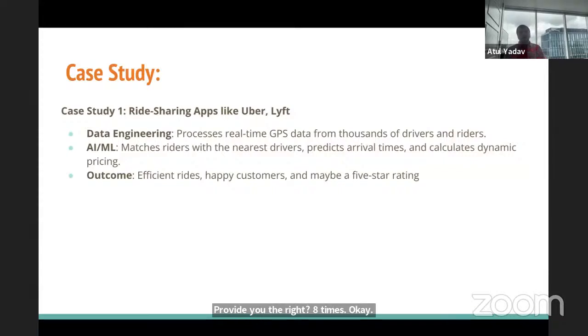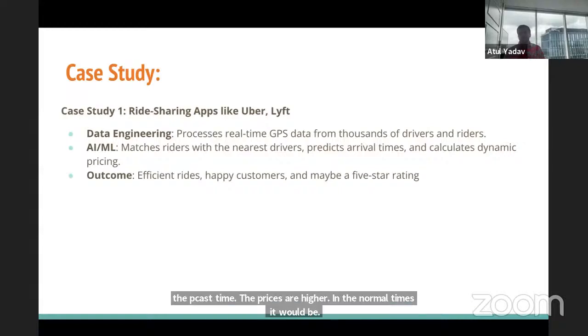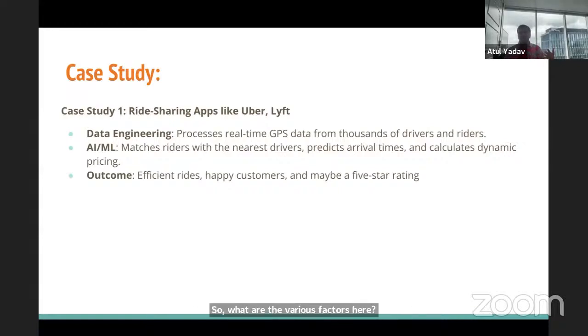So now, the sixth thing would be how the app would handle dynamic pricing, which I was talking about. In the peak hours, the prices are higher; in the normal times, they are lower. So what are the various factors here? It's all high demand and high prices, the demand and supply change. Yeah, that's right. So the supply and demand game is here, the economics theory.